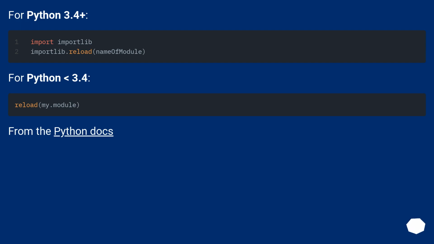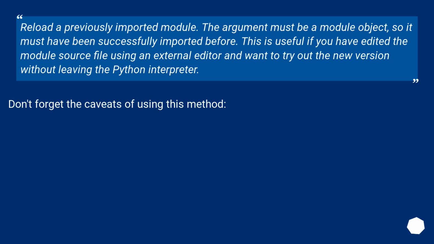For Python lower than 3.4. From the Python docs: Reload a previously imported module. The argument must be a module object, so it must have been successfully imported before. This is useful if you have edited the module source file using an external editor and want to try out the new version without leaving the Python interpreter. Don't forget the caveats of using this method.